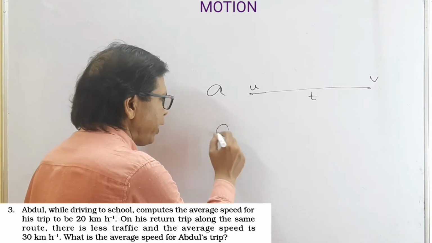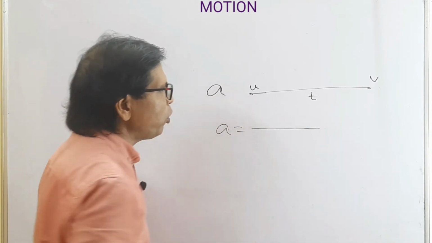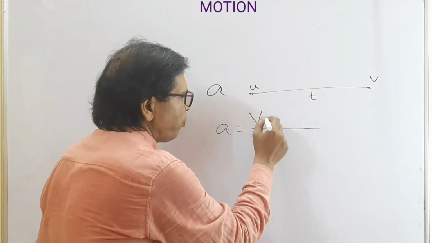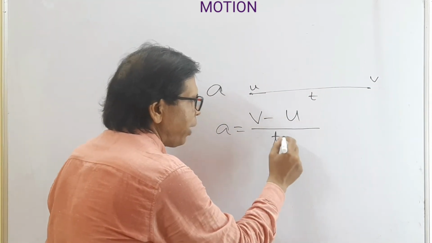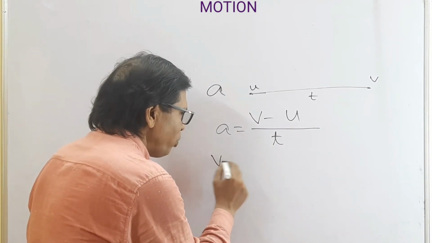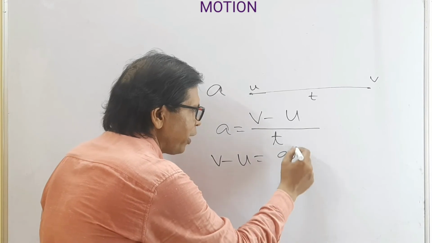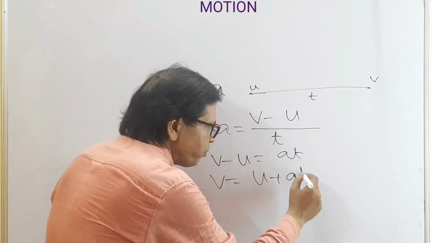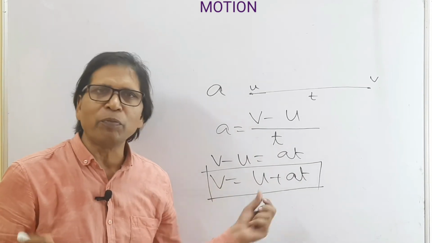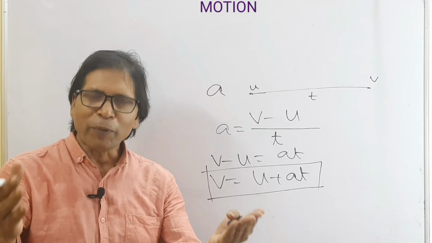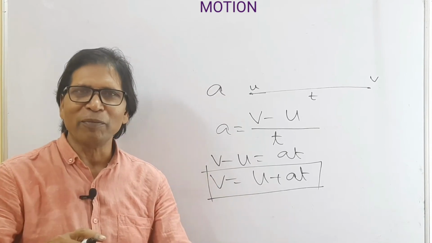So, acceleration a equals change of velocity, that is v minus u, divided by time. Now, multiplying this, v minus u equals at. So, v equals u plus at is an important relation for you to solve the velocity of a particle after a given interval of time.